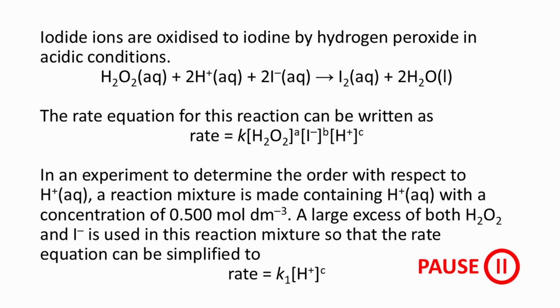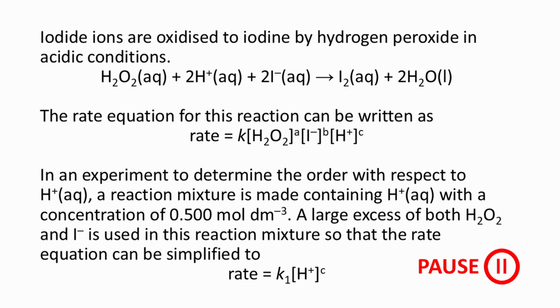Iodide ions are oxidized to iodine by hydrogen peroxide in acidic conditions, and we're given a balanced equation. The rate equation for this reaction can be written as rate is equal to K multiplied by the concentration of hydrogen peroxide to the power of A multiplied by the concentration of iodide to the power of B multiplied by the concentration of H plus ions to the power of C.